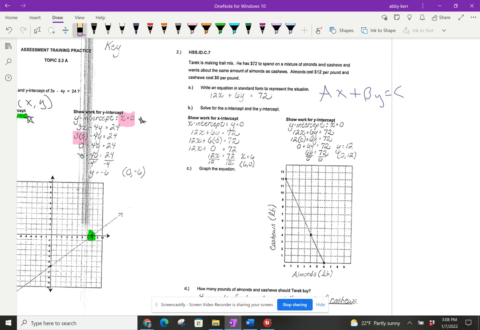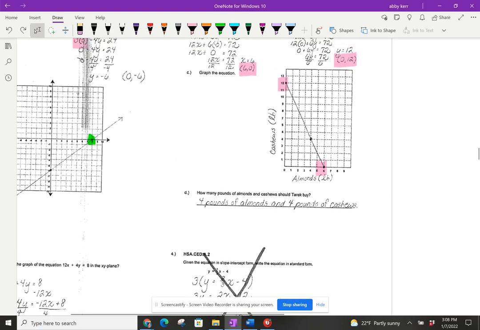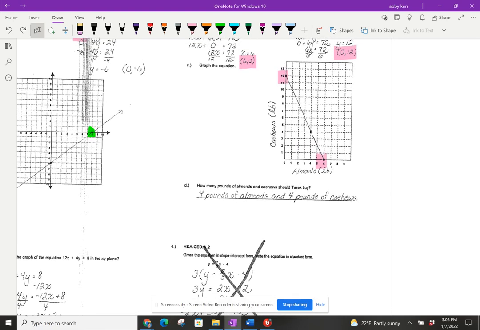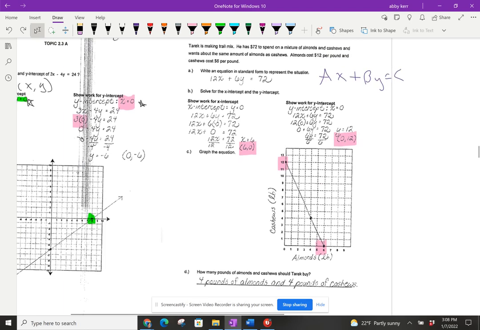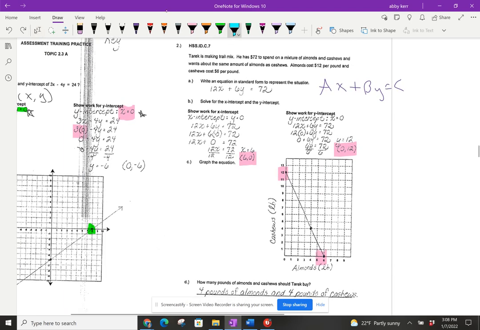And then for part B, you do exactly what we did in number 1. You're going to be left with 6 comma 0, which is right there. And then 0 comma 12. And then connect it using a straight edge. Now in this situation, it says they want about the same amount of the cashews.